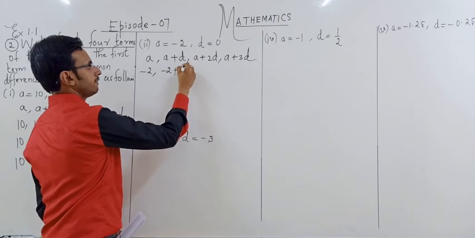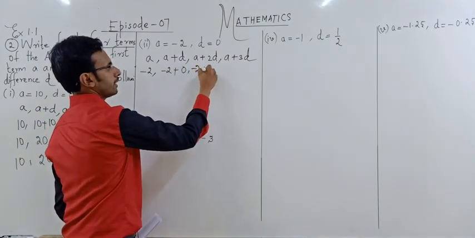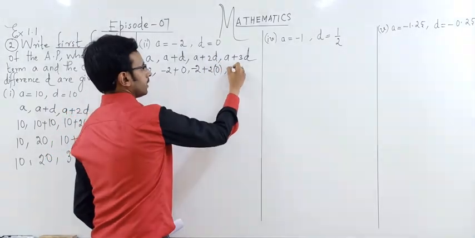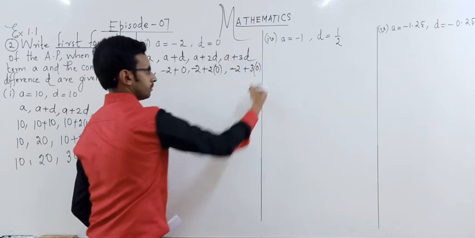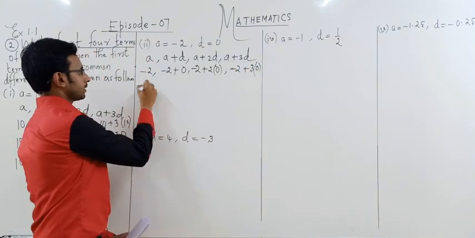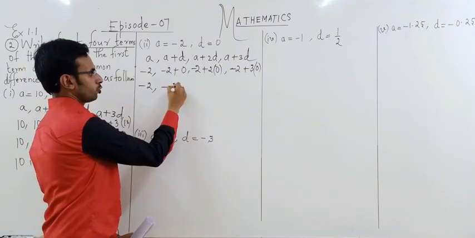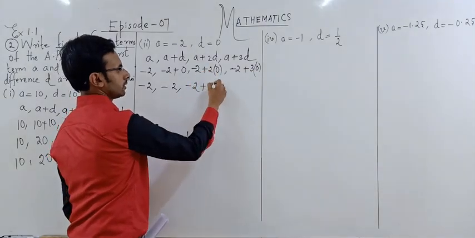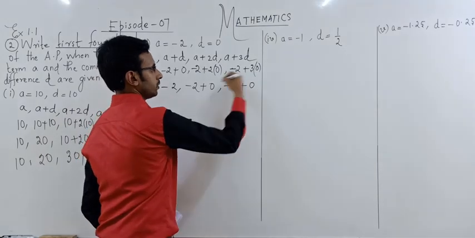-2 plus d, where d is 0. Then a is -2 plus 2 times the difference, which is 0. The last one, a is -2 plus 3 times d, which is 0. So let us retain this -2 as it is. -2 plus 0 is -2 only. -2 as it is, plus 2 zeros are 0. -2 plus 3 zeros are 0.